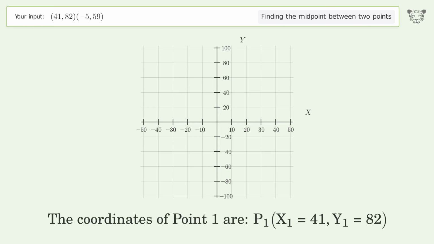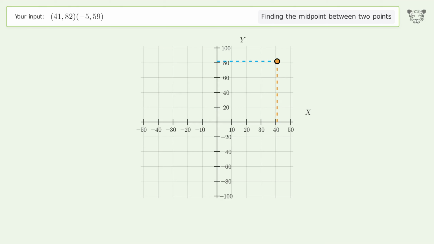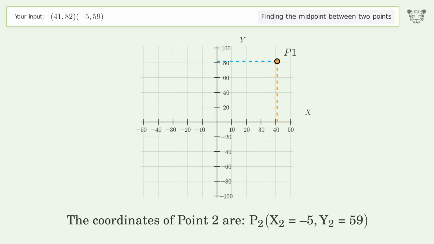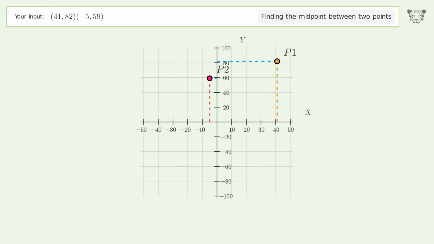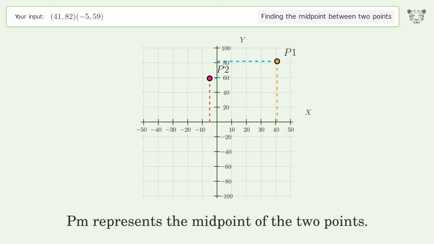The coordinates of point 1 are, x1 equals 41, y1 equals 82. The coordinates of point 2 are, x2 equals -5, y2 equals 59. PM represents the midpoint of the 2 points.